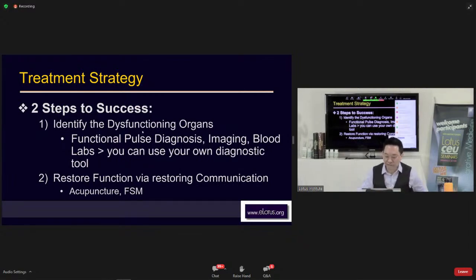So regardless of whether you use FSM, acupuncture, or anything else, that is key to success with your patients. Number 2, restore function via restoring communication, right?